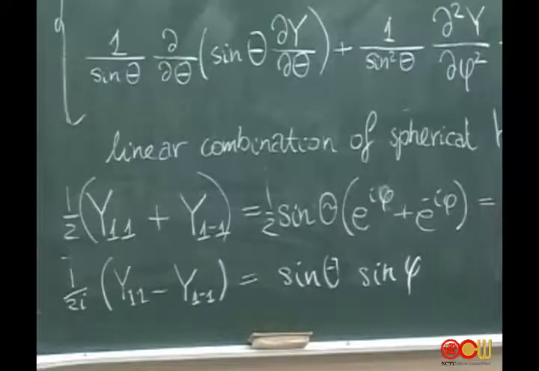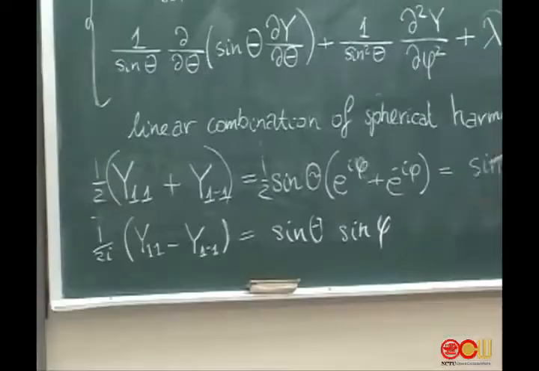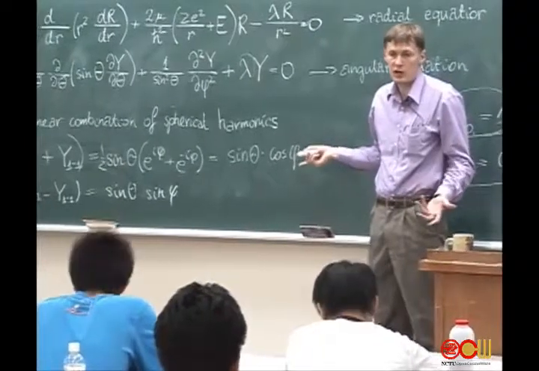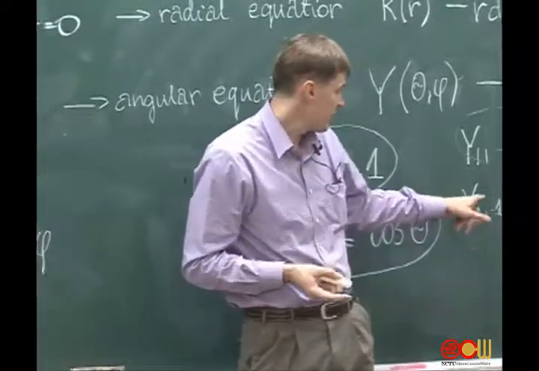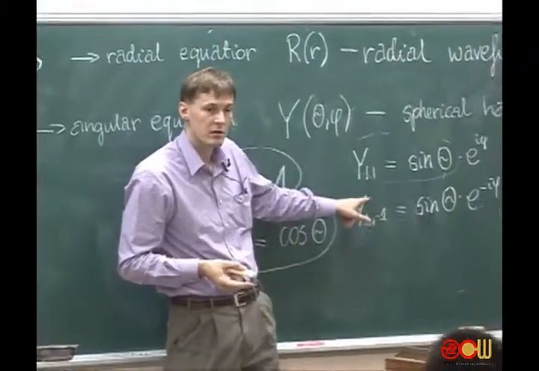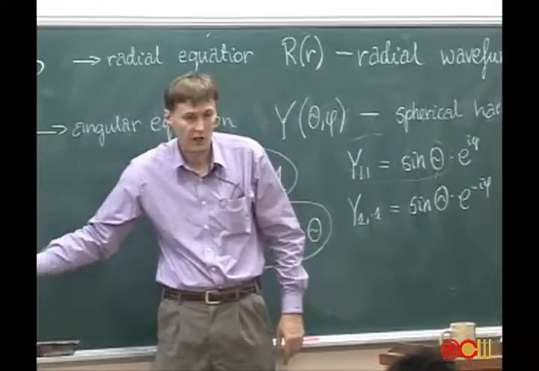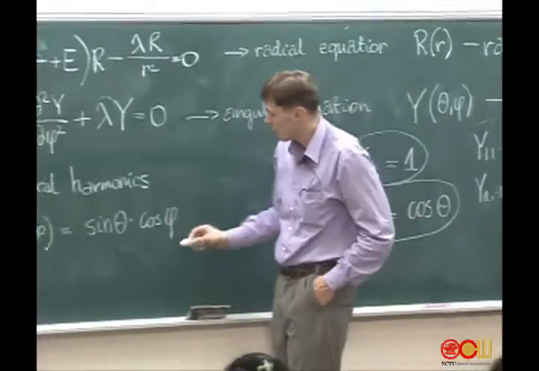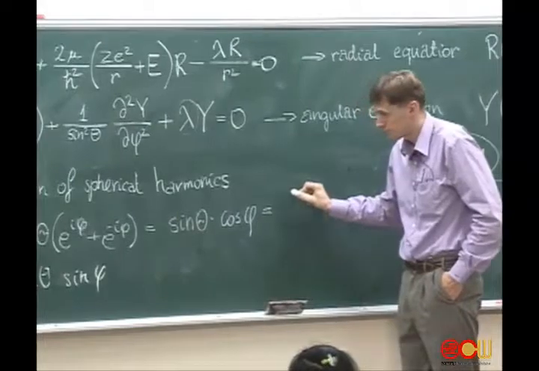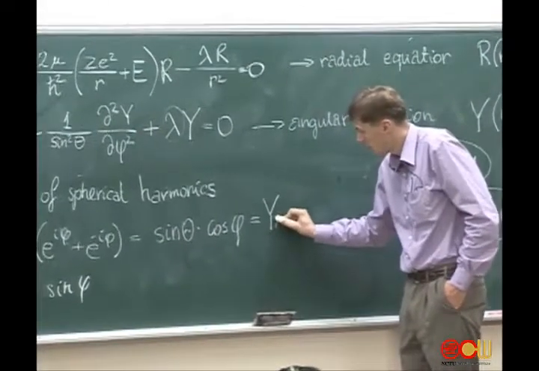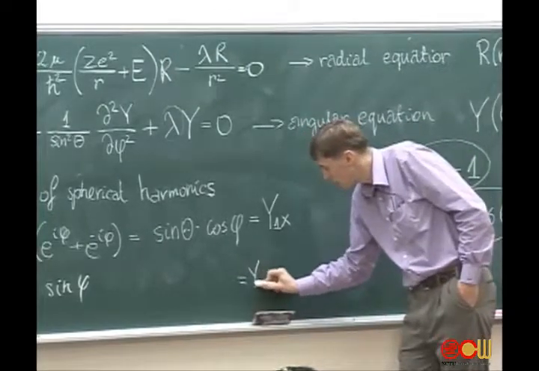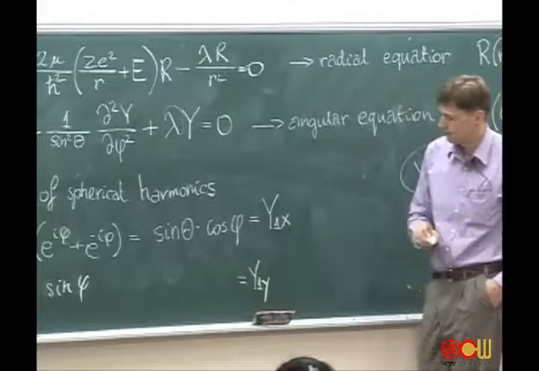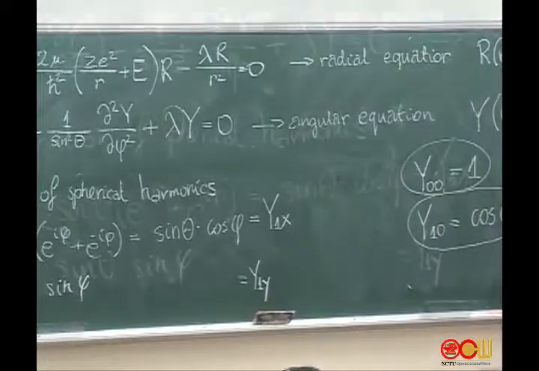Okay, very nice. So look, this one and this one don't have imaginary values anymore. This one is real. So very often, instead of using these two spherical harmonics, you make a linear combination to get the real value. And very often this one is called Y 1x, and this one is called Y 1y. Why, I will explain in a moment.